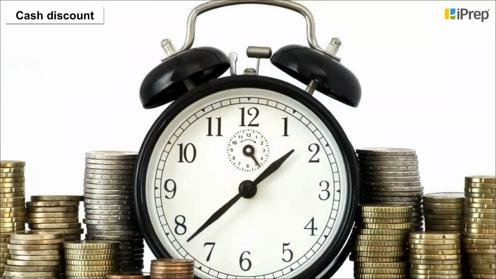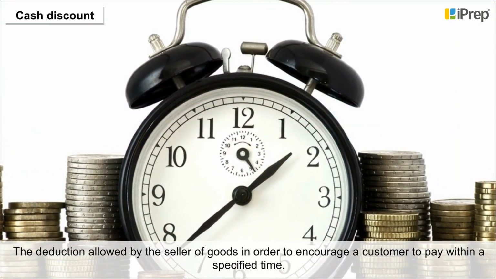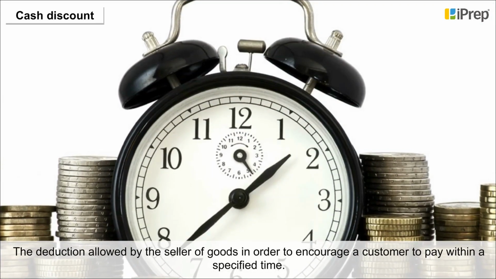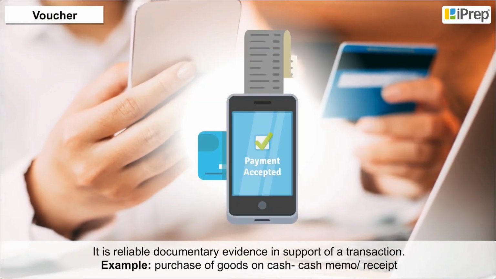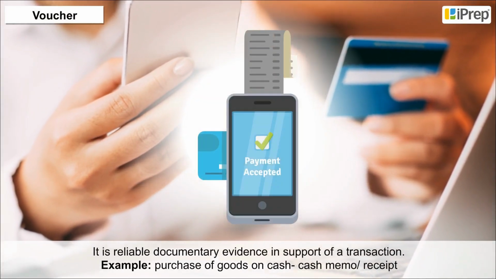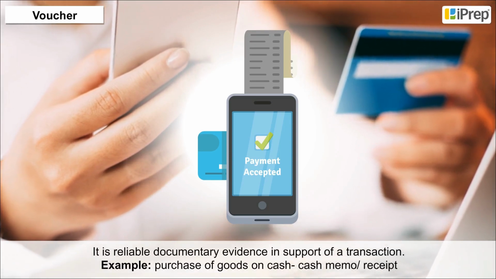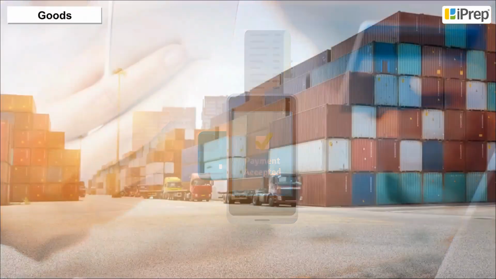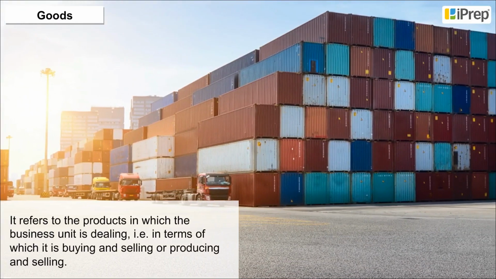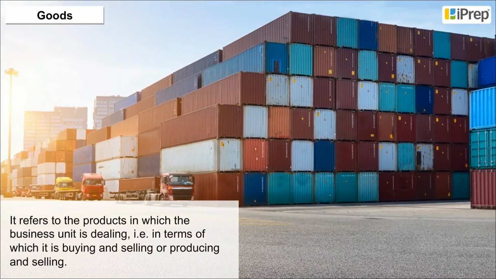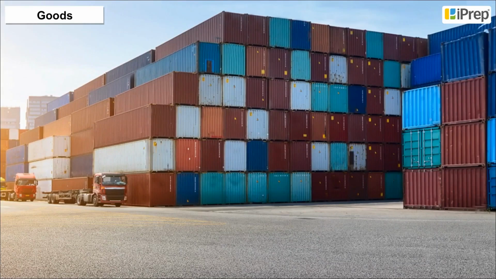Cash discount. The deduction allowed by the seller of goods in order to encourage a customer to pay within a specified time. Voucher. It is reliable documentary evidence in support of a transaction. Example, purchase of goods on cash, cash memo or receipt. Goods. It refers to the products in which the business unit is dealing, that is, in terms of which it is buying and selling or producing and selling.